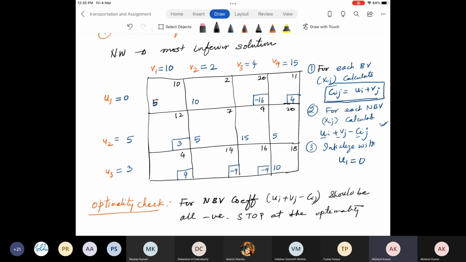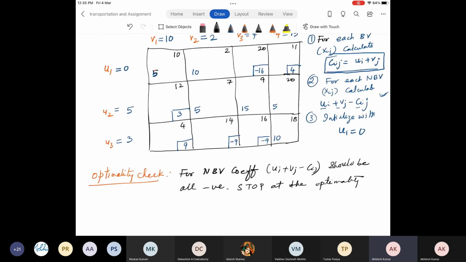Are we at the optimality? Is the solution optimal based on the optimality check? No, sir. We have 9, 3, and 4 as positive numbers. Until they become negative, we cannot say we have reached the optimality. Interestingly, what you are seeing here is nothing but the zeroth row or zeroth equation.